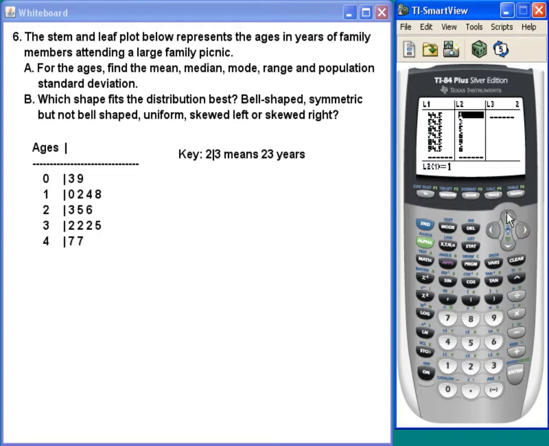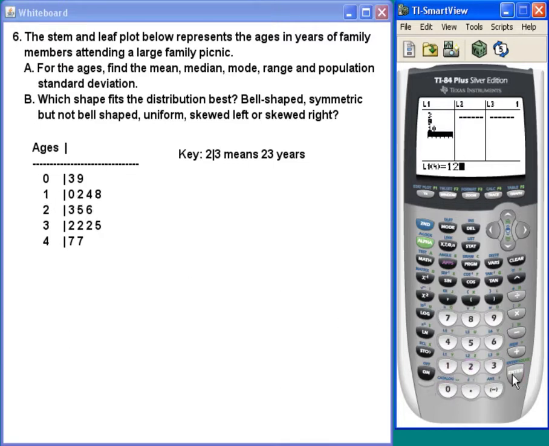All right, I'm going to clear out the list that I have information in already. And according to the key, 2 bar 3 means 23 years. So 0 bar 3 is going to mean 3 years. And then 0 bar 9 is going to be just 9 years. 1 bar 0 is 10.